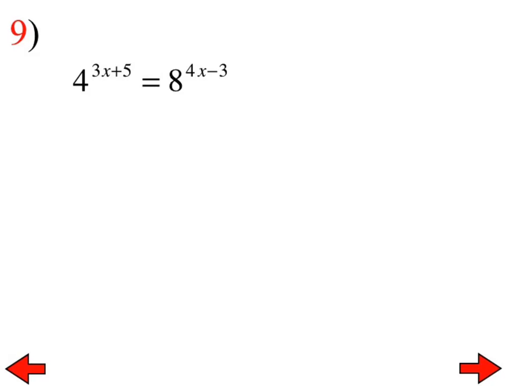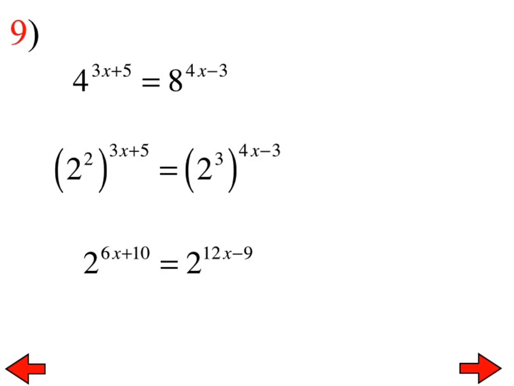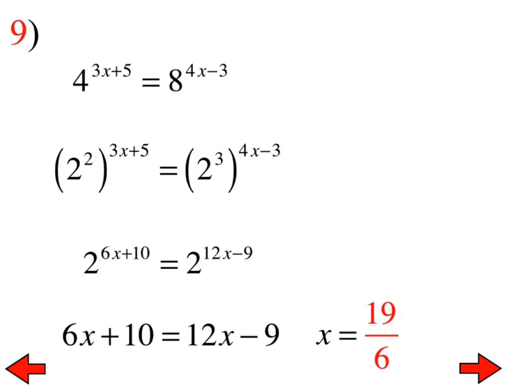All right, common base in number 9 is 2. We'll replace 4 with 2 squared and 8 with 2 cubed. We have a power to a power. Now that we have our common base, we can set the exponents equal to each other and solve, and we get x equals 19/6. And that is it for today.